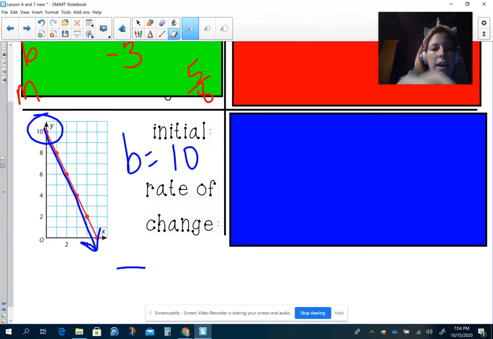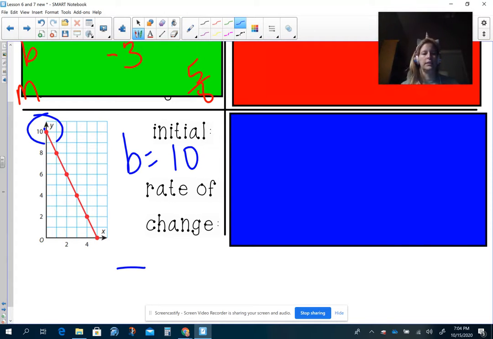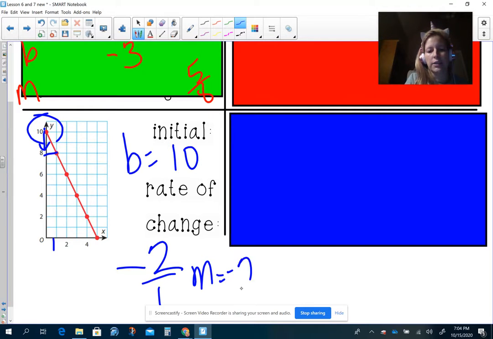So my rate of change, or my slope, is actually going to be negative. If you had a positive number, that's okay too. Don't worry, we're going to fix it. So let's see how we're going down. Okay, I'm going from a 10 down to an 8. See, the change of y, I went down, and then I went over 1. So my rate of change is -2.